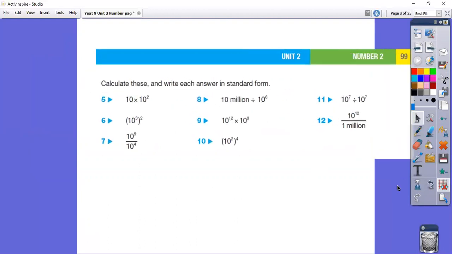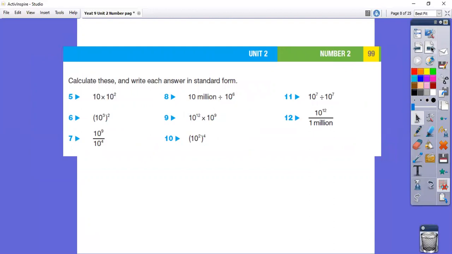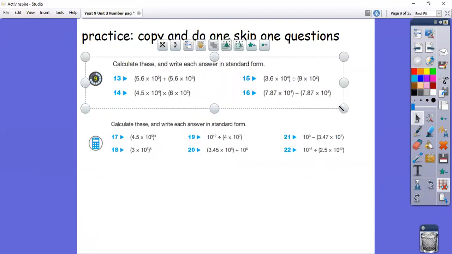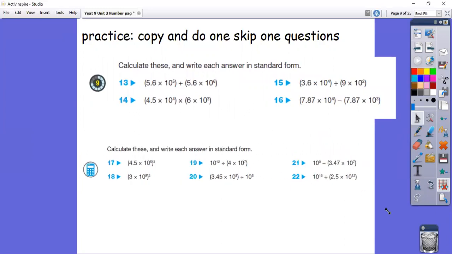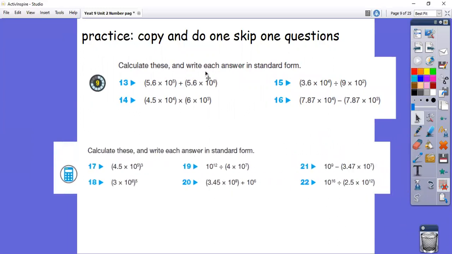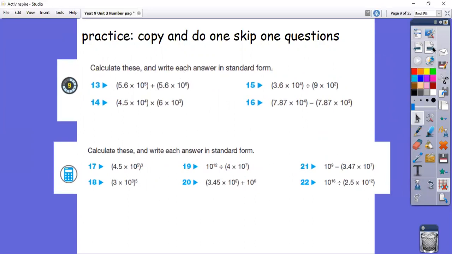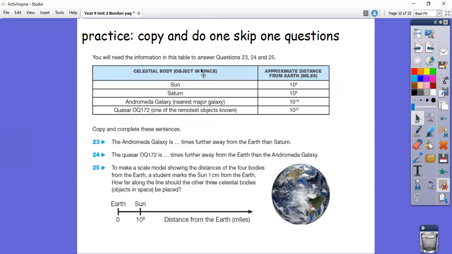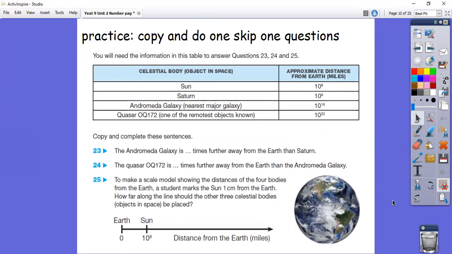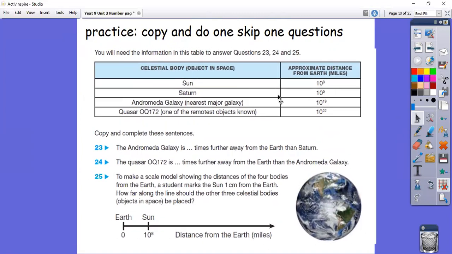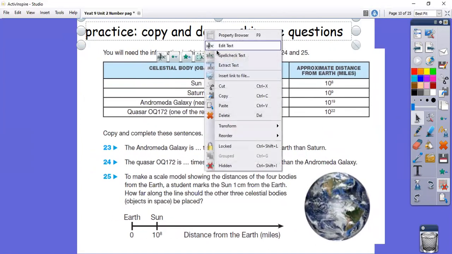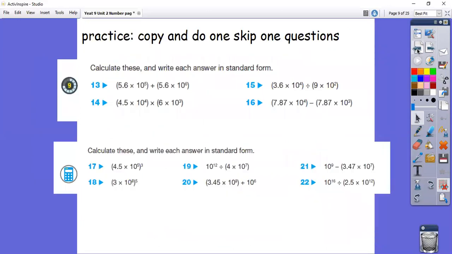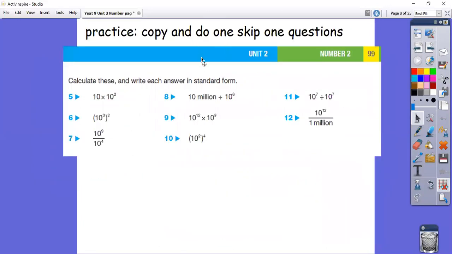Then the other questions will be like this. And these are the other questions. And again, you need to do all of 23, 24, 25 if this is a recorded lesson. Actually, you need to do all these questions, so let me just cut this out and put it here.